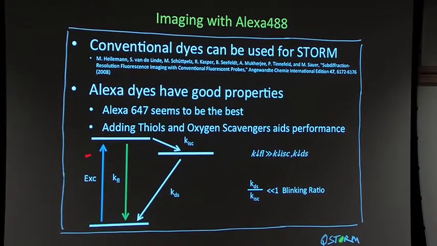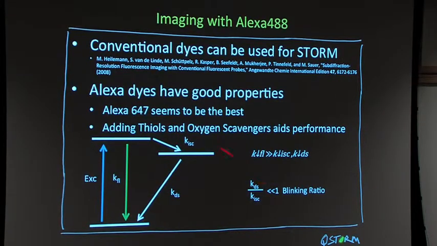There's a small probability each time it's excited that it's going to go over to a triplet state where it doesn't fluoresce. And from that triplet state, the molecule will get reduced, so it'll add an electron, and it'll just sit in this non-radiative state. And it can sit there for a very long time.